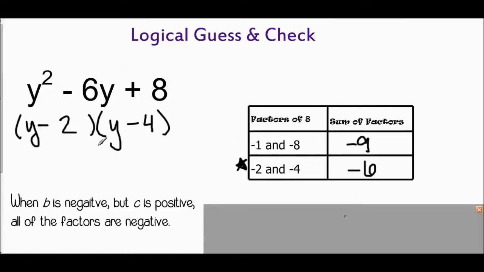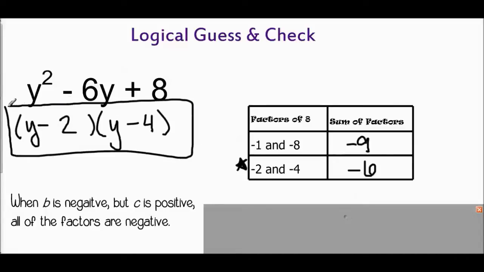As you'll see, it's not going to matter if it's y minus 4 and then y minus 2. That is irrelevant. It could be in either order because what's happening is I'm multiplying those two binomials. Multiplying is commutative, therefore the order does not matter. Check it in my head. If I add -2 and -4, I do get -6. And when I multiply -2 and -4, I do get +8. So there is my factorization.